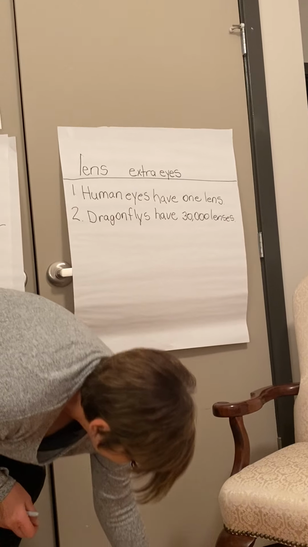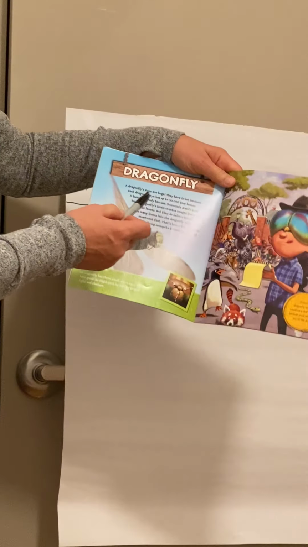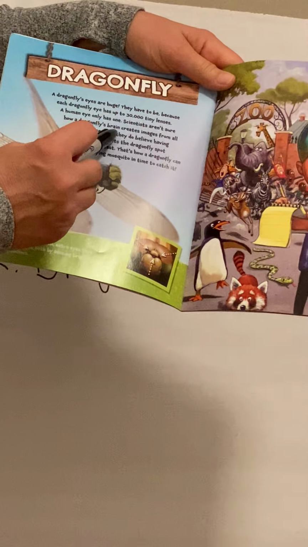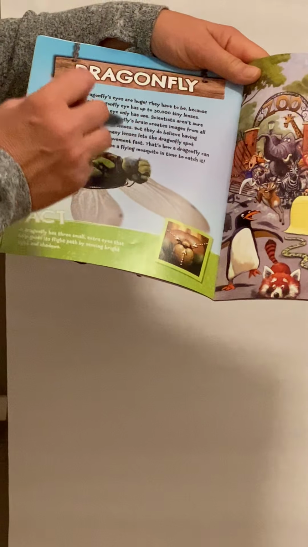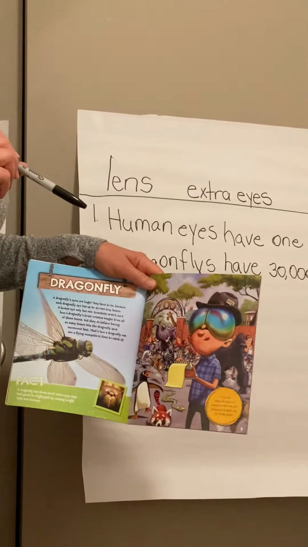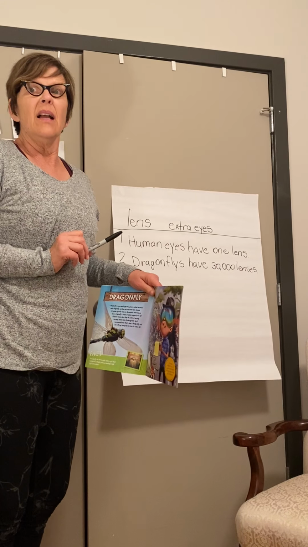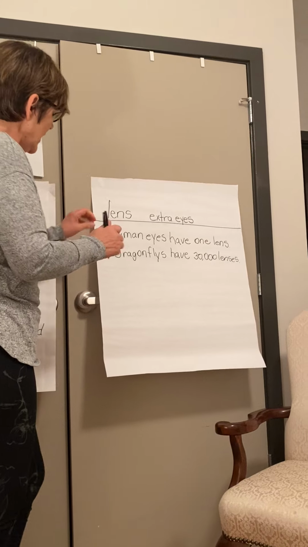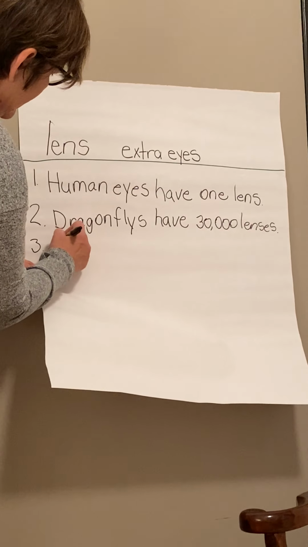Let's go back. It's important to learn how to go back. So it says, scientists aren't sure how a dragonfly's brain creates images from all those lenses, but they do believe having them helps them spot fast movement. What do you think? Should we put that? I think so too. A dragonfly's lens helps it spot fast movement.